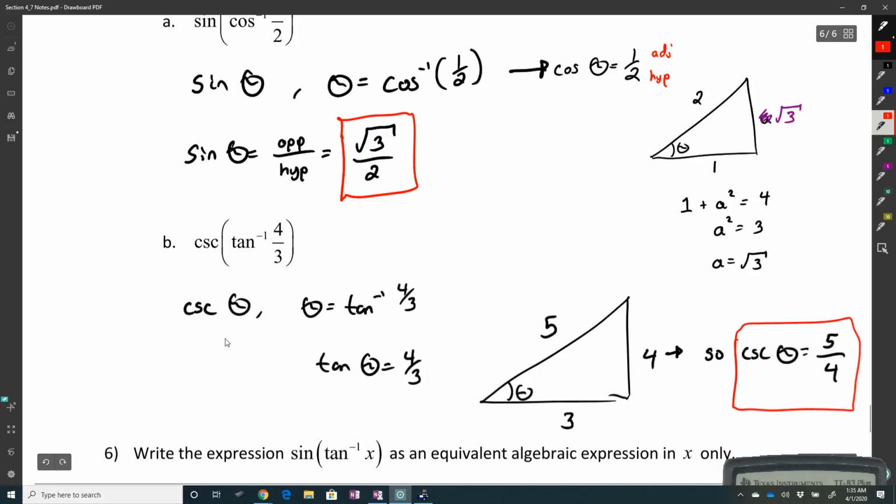So hopefully these aren't too bad. They're actually kind of fun. I like doing this. But basically, if I give you the inverse trig of something and put it on the inside, then you can create a triangle with it. That's the main idea. All right.